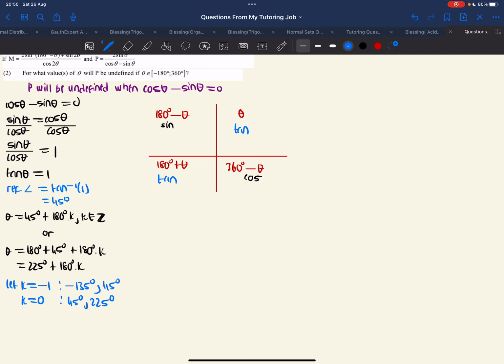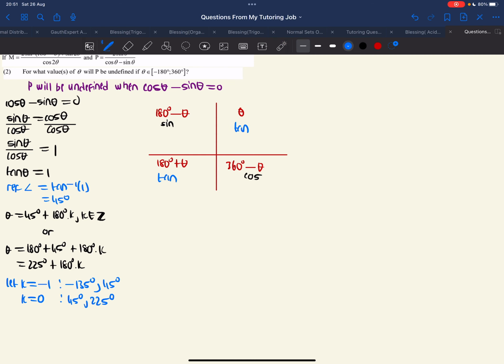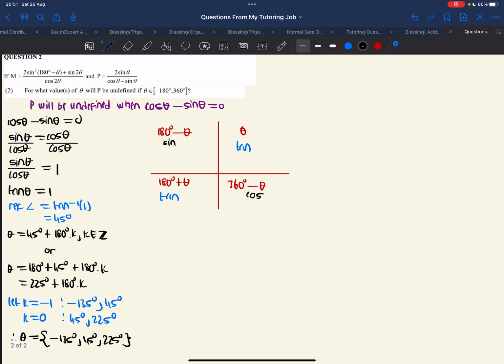And then if we say 225 plus 180 times 1, it gives us 405, which does not belong in this interval, because it is not between minus 180 and 360; it's above 360 degrees. So the only angles that we are looking for in this case are minus 135 degrees, 45 degrees, and 225 degrees. And that should be your answer at the end.